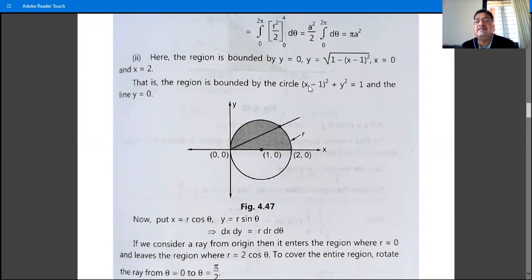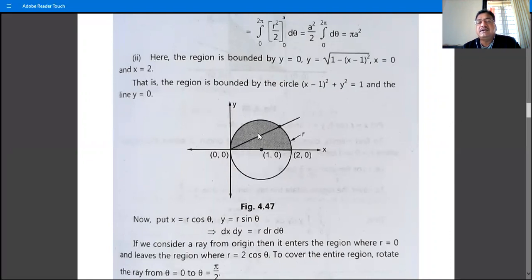This is an equation in the form x minus a bracket square plus y minus b bracket square equals radius square, with 1 0 as its center. This is the equation of a circle with center 1 0 and radius 1. So draw a circle having center 1 0 and radius 1. And x is equal to 0 means the y-axis, x is equal to 2 is the line parallel to the y-axis passing through the point 2 0, and y is equal to 0 means the x-axis.